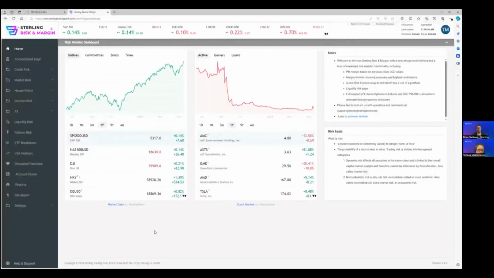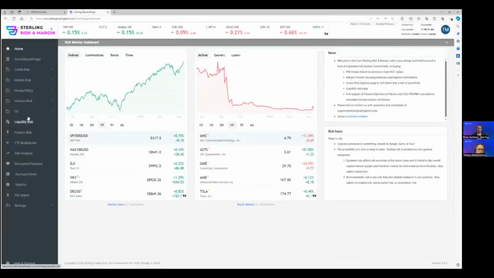So here we logged in. We see the landing page. This is just some general market-related information. The main pages of interest are here on the left-hand side in the menu. You can see that we have a lot of different functionalities. We will not have time to go over everything. We'll talk a little bit about risk, then a little bit about margin, and then the house policies, our risk-based house policies, as Brian was explaining earlier.